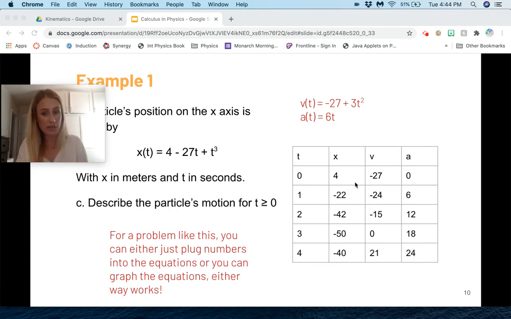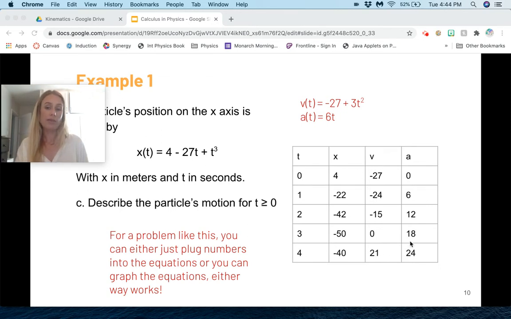Now, as time goes on, the particle is slowing down while still moving in the negative direction. See how the magnitude of velocity is going down, but it's still negative. It then stops at a time of t equals 3 seconds at a position of negative 50 meters, turns around, and then moves in the positive direction while speeding up after 3 seconds.